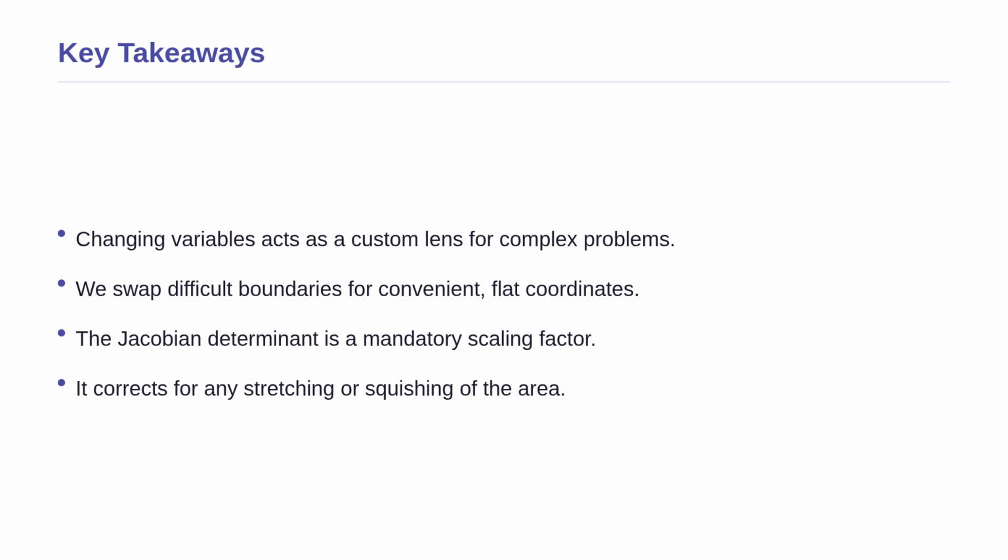To wrap up our lesson, let us review the most important ideas. Changing variables is like looking at a complex problem through a custom-made lens that makes it look simple. We swap our difficult x and y coordinates for new u and v coordinates that flatten out our boundaries. But to ensure our final answer remains physically true, we must always calculate the Jacobian determinant. This acts as a mandatory scaling factor to correct for any stretching or squishing of the area. You now have the tools to transform almost any impossible shape into an easy to solve rectangle.